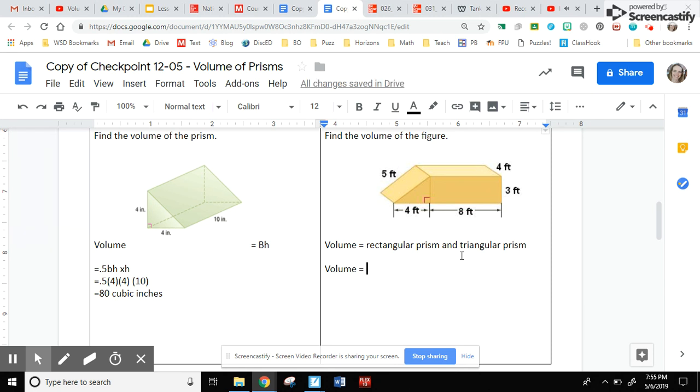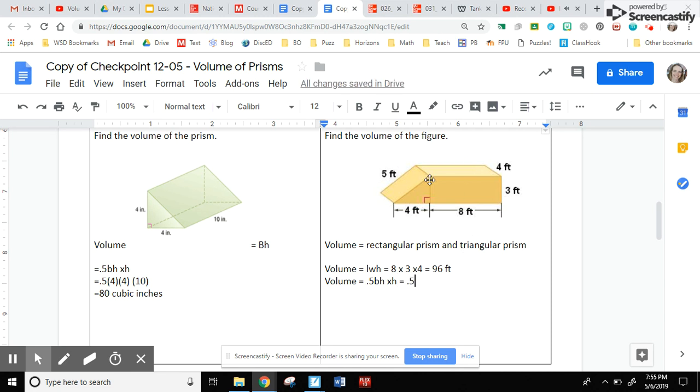Okay, so I have my rectangular prism. Rectangular prism is length times width times height, which is 8 times 3 times 4, which is going to be 96 feet. Volume of the triangular prism. My base is a triangle, which is 1/2 times base times height of the triangle, and then times the height of that prism.